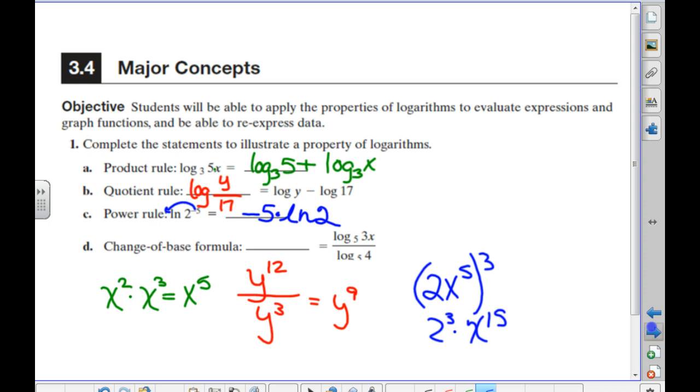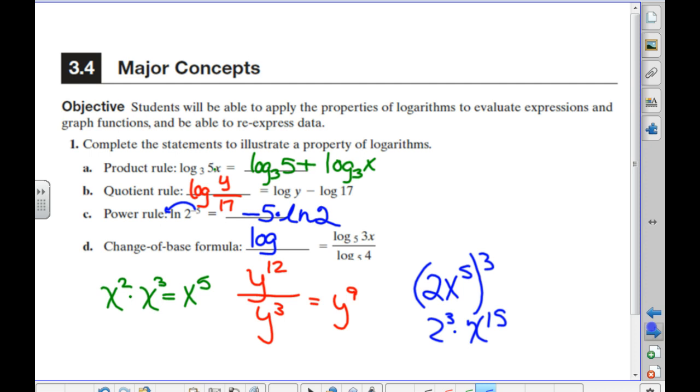Change of base. I really like this question. They wrote them both as base 5. Well, what purpose is that? Can you do a base 5 on a normal scientific calculator? No. But before it was this, okay, do you remember how it goes?